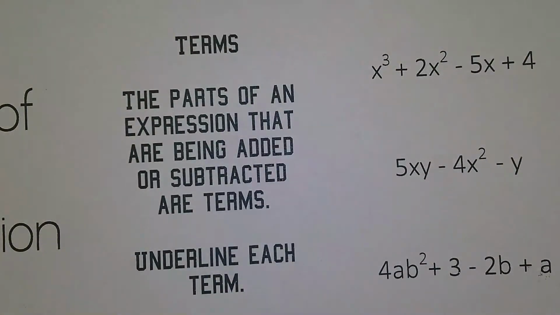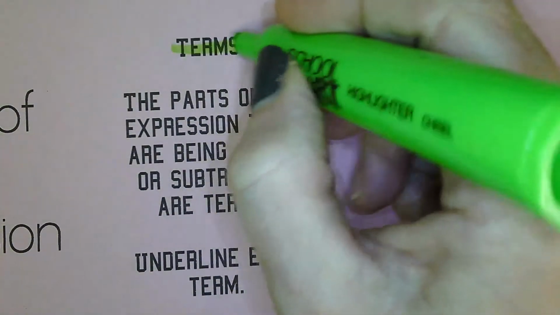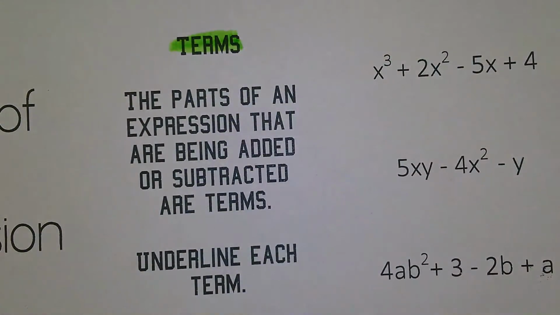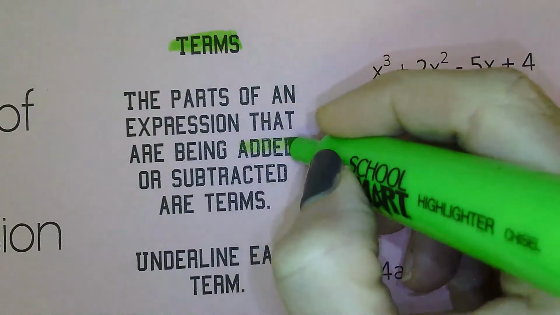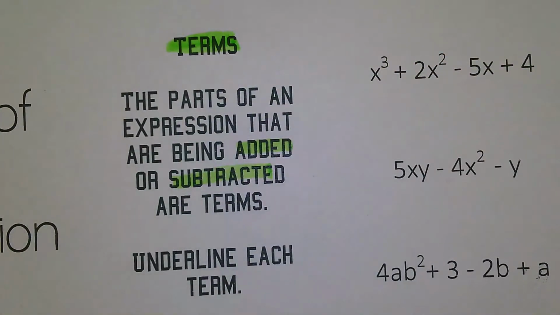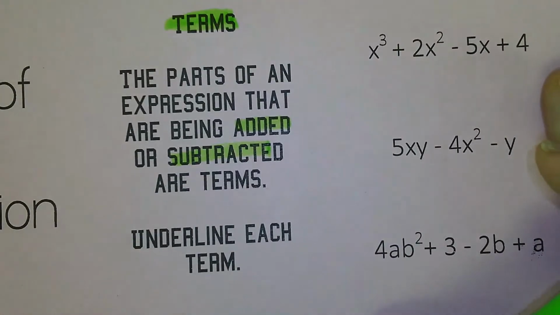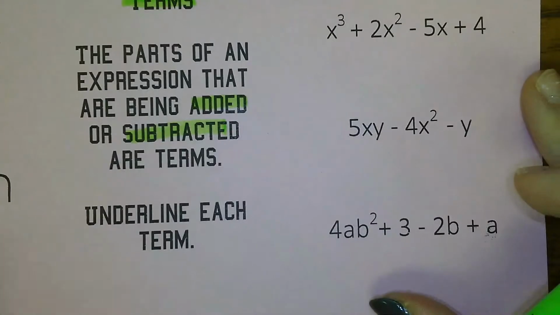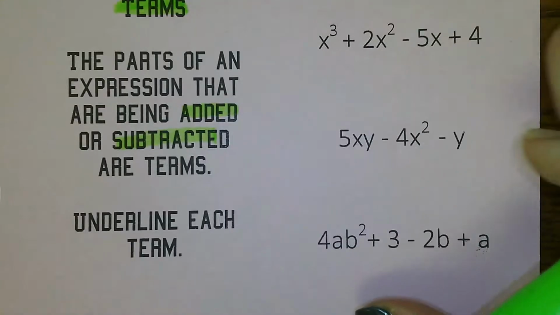The first one we're going to talk about today is terms. A term is any part of an expression that you can add or subtract. So it's something that's being added or subtracted. That's it. What we're going to do is take these examples and underline each term to prove it.